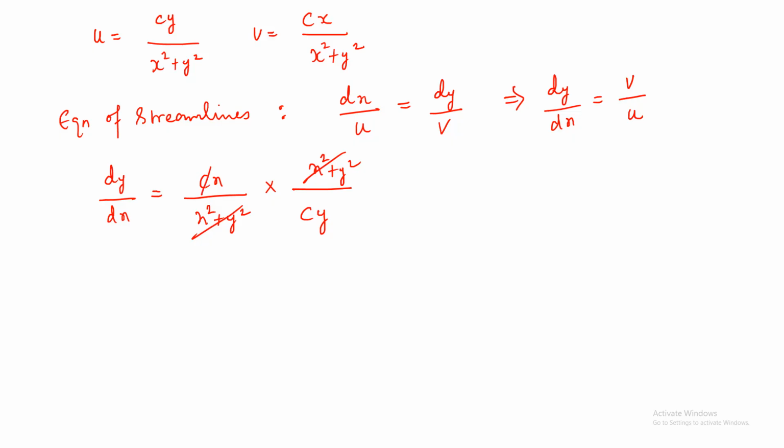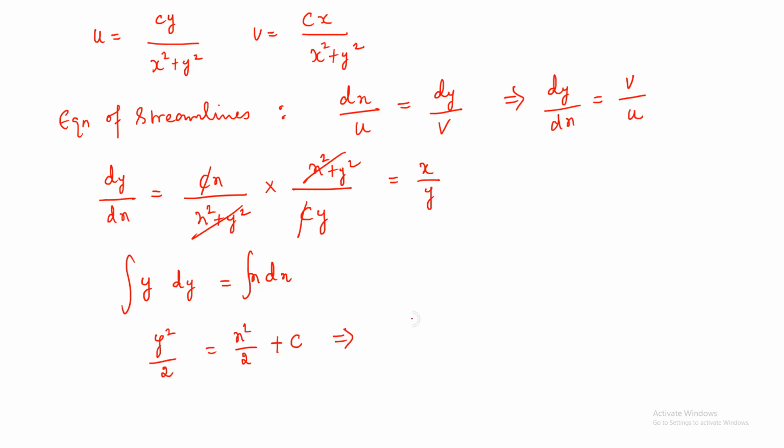The x² + y² terms cancel and the c gets cancelled, so we get dy/dx = x/y. Then we write the y terms on one side and the x terms on the other side. If we integrate, we get y²/2 = x²/2 + constant. Then we get y² − x² = constant. So this is the family of hyperbolas.